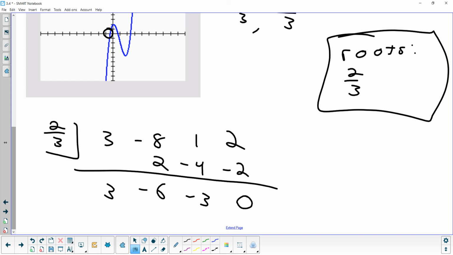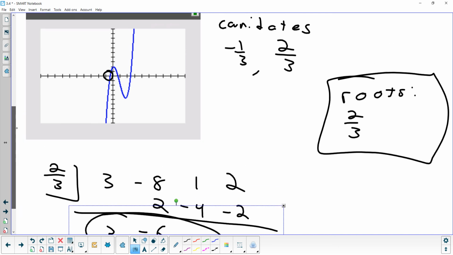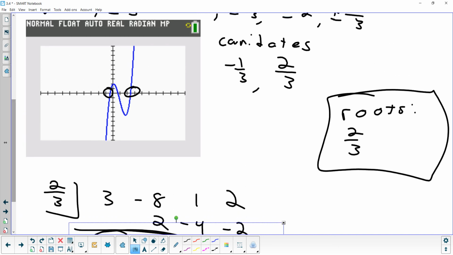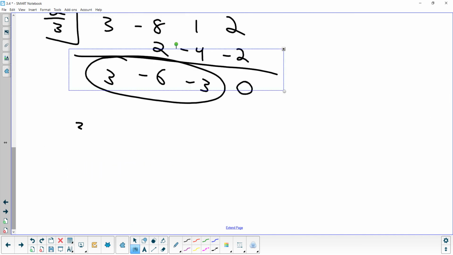Just confirmed what we already knew. I wasn't interested in the remainder. I was interested in this. This that I have circled is going to tell me the other two answers. Now, that is not going to be factorable. That's 3x squared minus 6x minus 3.